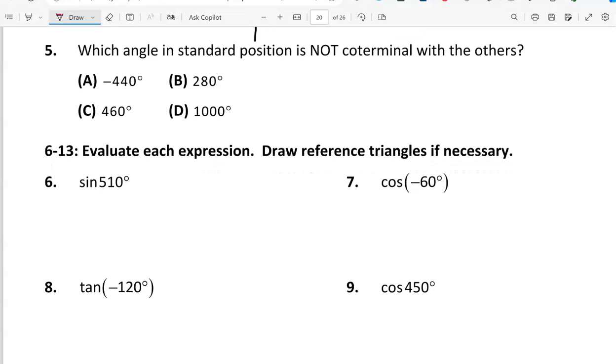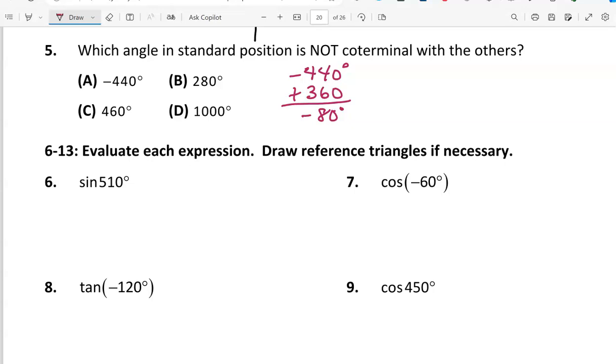For number 5, we have an angle in standard position, and we have several different angles here. We're determining which one is not coterminal with the others. So I'm going to start with my smallest angle here, which is negative 440 degrees, or my least value, and I'm going to add 360 to that to determine a coterminal angle. Adding 360 gives us negative 80 degrees, which is a coterminal angle.